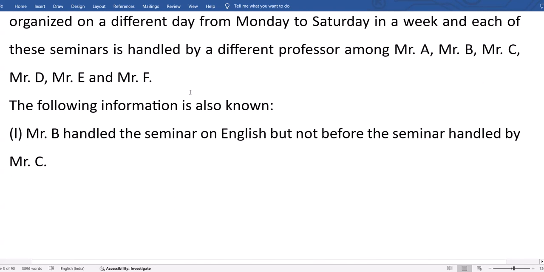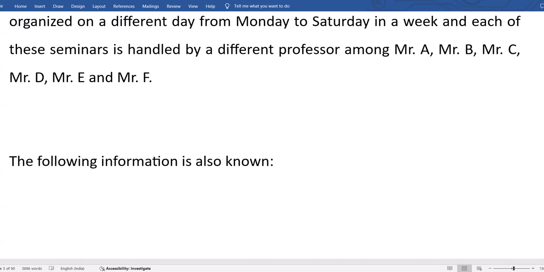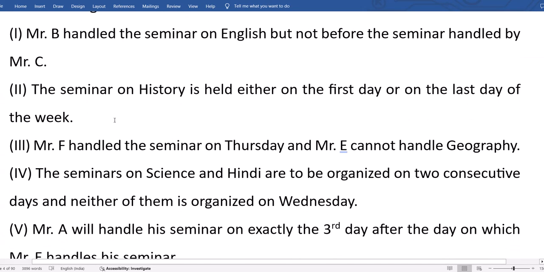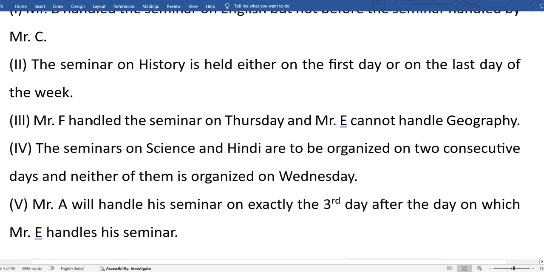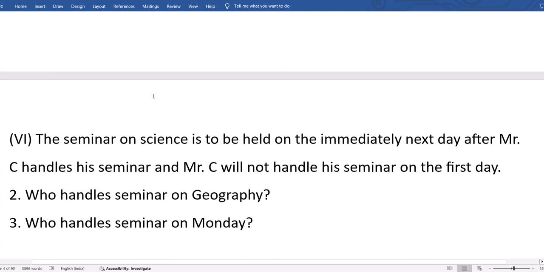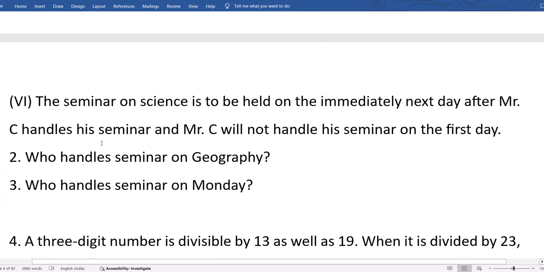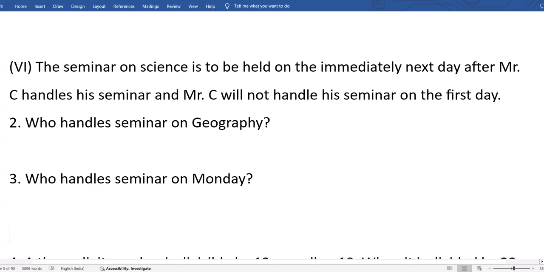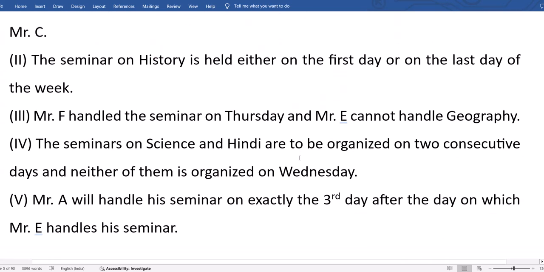But now the data is here. This is the data you need to use to map that entire information. Now with this, the question will be complete. Then below they're asking two things, and one more also. They're asking finally who handles the seminar on geography, and who handles the seminar on Monday. The question will be like this. Now you work on this.